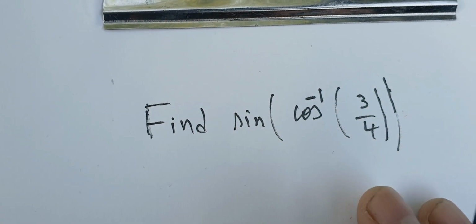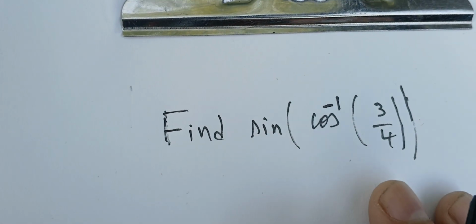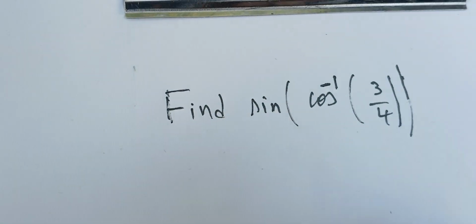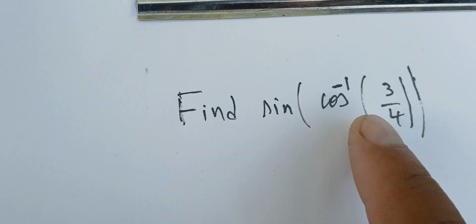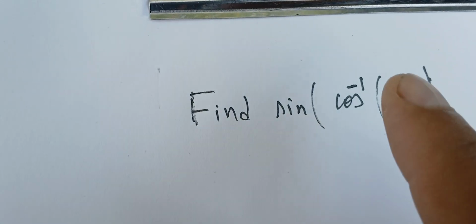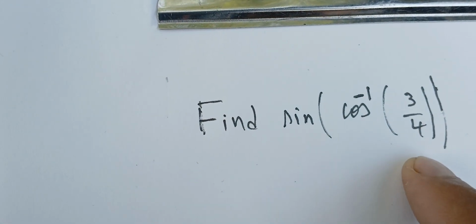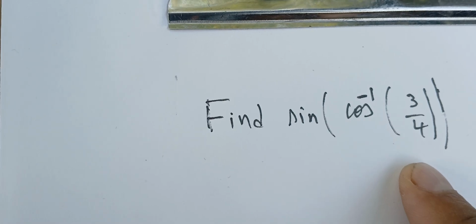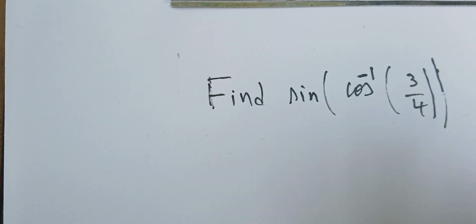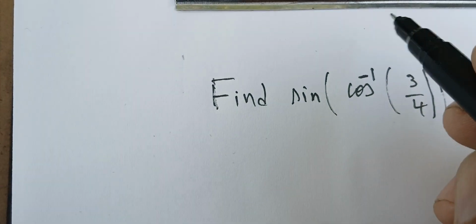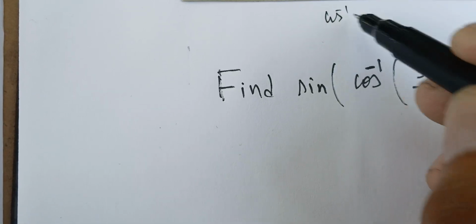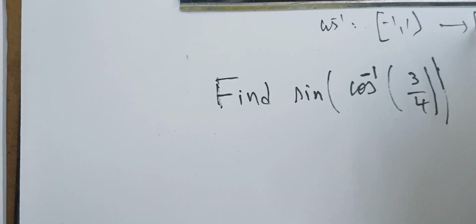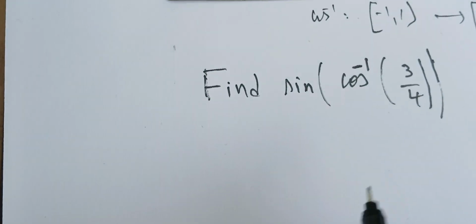Let's find the sine of the cosine inverse of 3 over 4. To solve this kind of question, we need to know the domain and the range of the cosine inverse and when the sine is positive. So we know that the cosine inverse is defined on [-1, 1]. Its range is [0, pi].